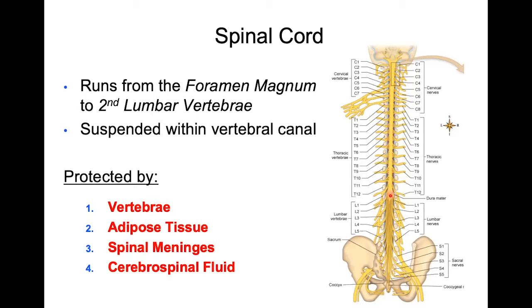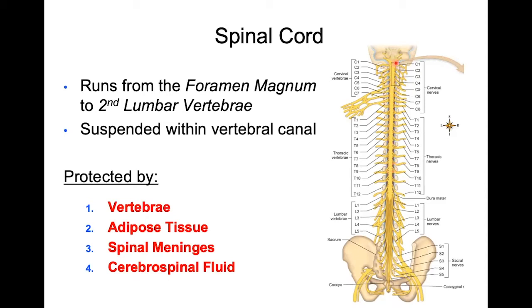So there are a number of ways in which we protect the spinal cord. The vertebrae offer bony protection. Recall that we also have an epidural space outside of the dura mater. And that epidural space that you can see here, almost looking hollow, is actually filled with adipose tissue. And so the adipose tissue helps to cushion the spinal cord within the vertebral canal.